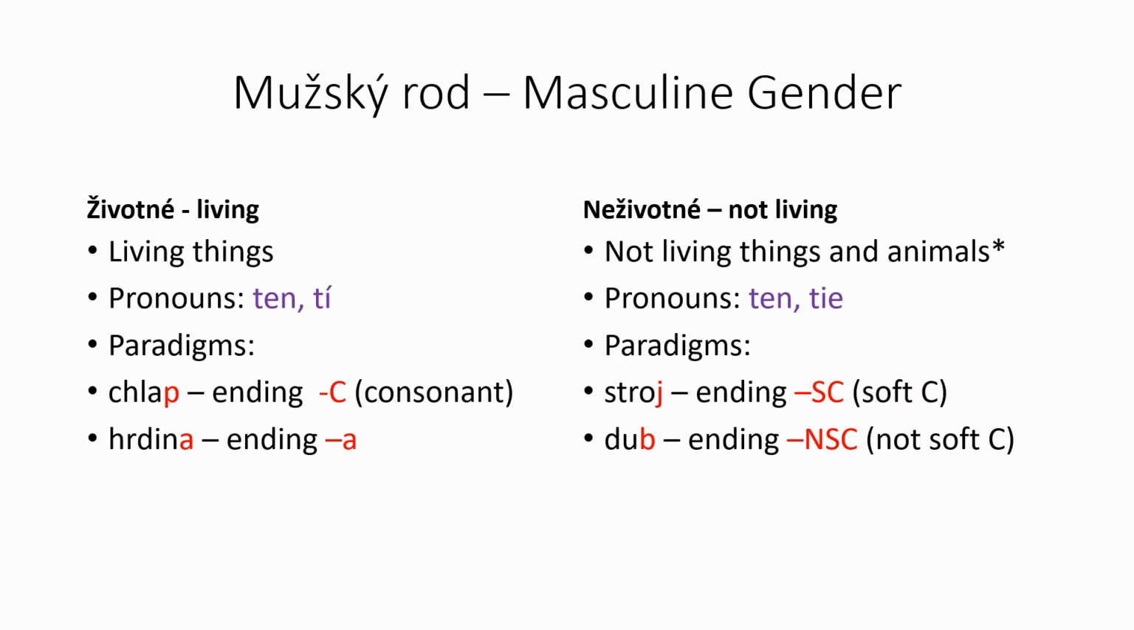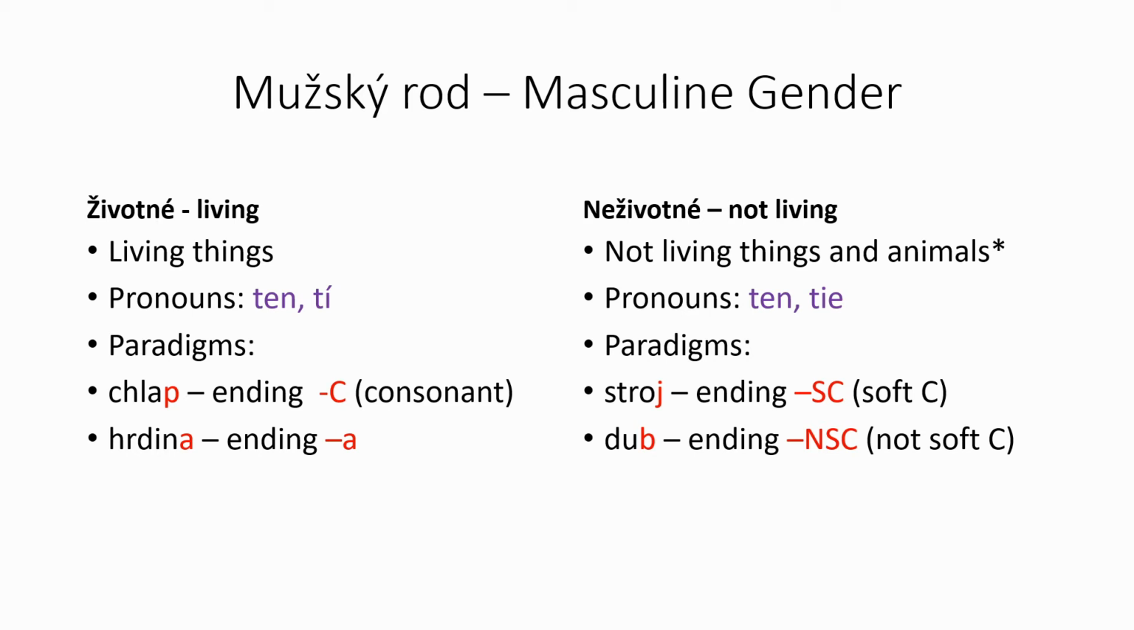I've put a little star next to animals because that's not always the case, and you could refer to animals as living. However, that is a very semantic thing, and we would probably not discuss that for a long time. However, let's go over the living paradigms first. We have chlap, so any single living thing, so a male name or a male job title such as Professor or George, then we would conjugate them with the chlap paradigm. However, if they end in a or another vowel, matter of fact, we will conjugate them according to hrdina.